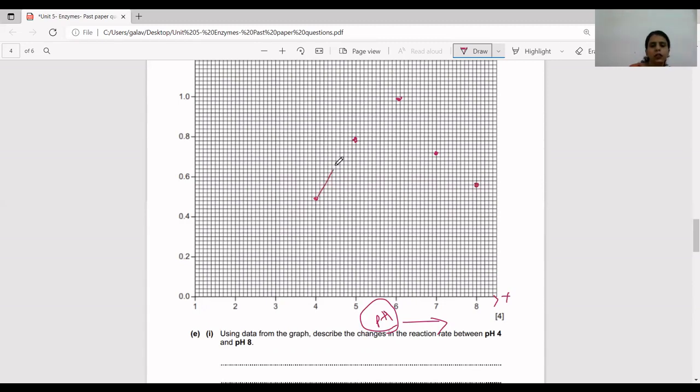You can just connect these points by using a single and clear line. Now whenever you plot the points and connect them, remember, after joining the last point, you should never extend your line beyond the last plot. This is called extrapolation. What is it called? Extrapolation. And sometimes marks are deducted for this extrapolation. So you should never extend your line beyond this last point.